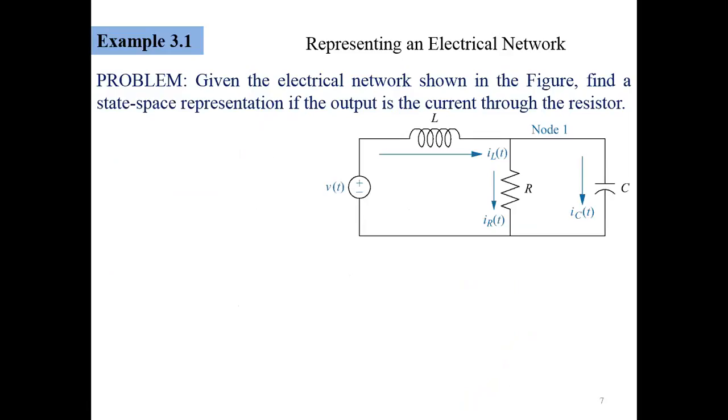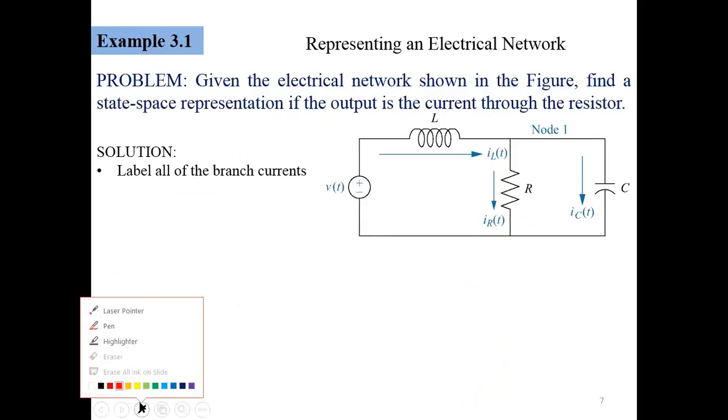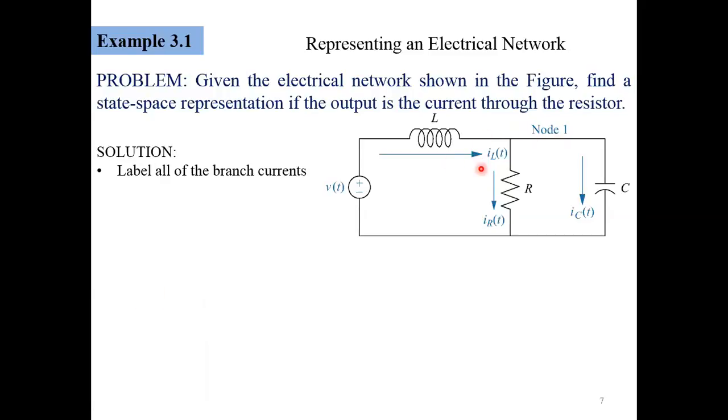So let's take an example. In this circuit we have an electrical network. We have to find the state space representation if the output is the current through the resistor, that is IR. So let's start the solution. First of all, we will label all the currents. There are three currents: current through the inductor, that is IL, current through the resistance, that is IR, and current through the capacitor, IC of t.